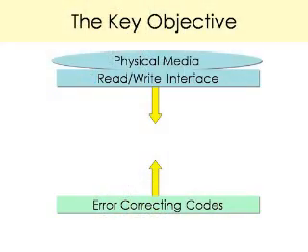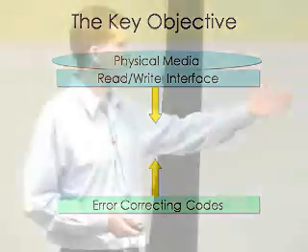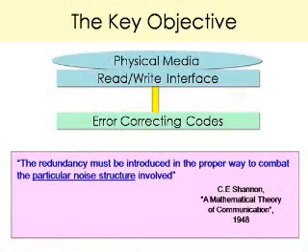Now, the main objective of this work is to take the error-correcting codes and bring them closer to the interface and media. And why do we want to do that? Of course, because Shannon said so. Claude Shannon, in his founding paper of information theory, wrote the basic theory in plain words: the redundancy of the error-correcting code must be introduced in the proper way to combat the particular noise structure involved. So basically what Shannon tells us is that the error-correcting codes need to know other layers of the system to get a good error correction.